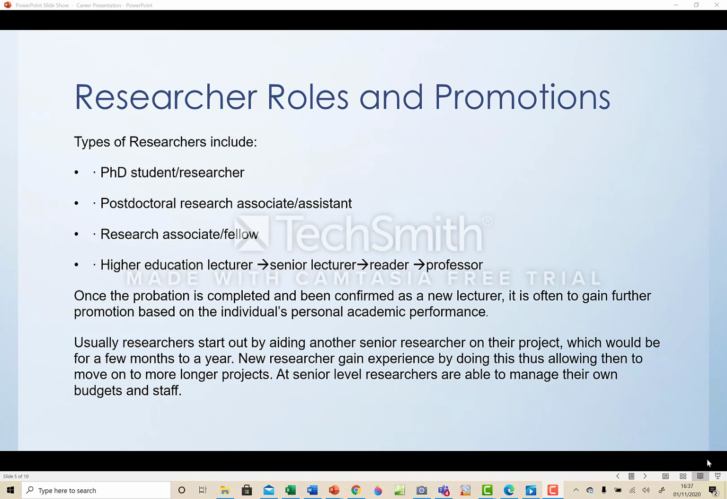Researchers can have many different roles. They usually start off as a PhD student or researcher and move on to postdoctoral research associate, and then on to research associate or fellow, and then into higher education as a lecturer, then as a senior lecturer, then as a reader, then as a professor.